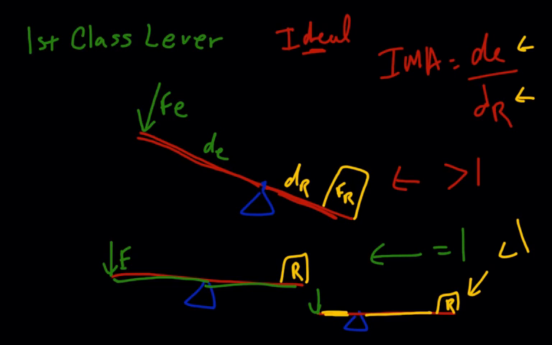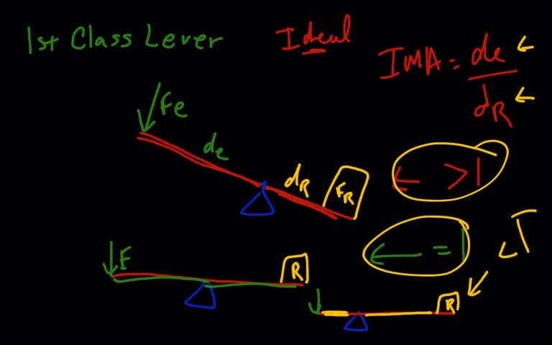But the first class lever can have a mechanical advantage greater than 1, equal to 1, or less than 1. Mechanical advantages can never be less than 0, so we don't worry about that. But for this one, depending on where the fulcrum is, if it's really close to the resistance force, which is normally what you want to do, you're going to get a mechanical advantage of greater than 1. That's going to be very helpful.